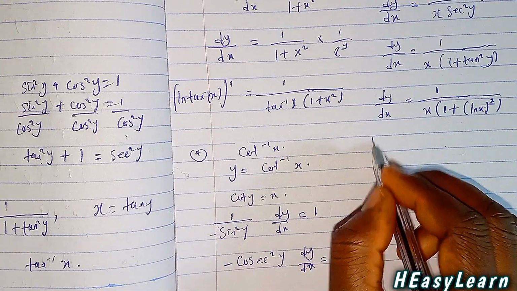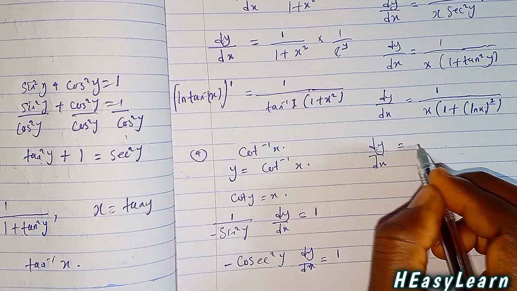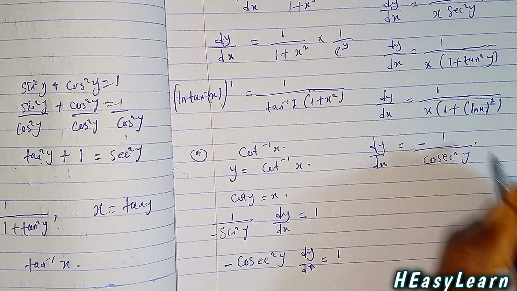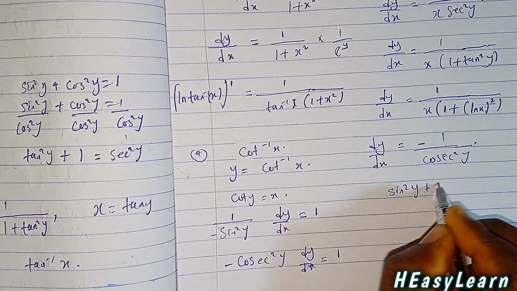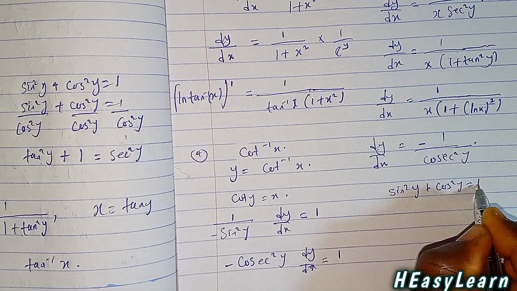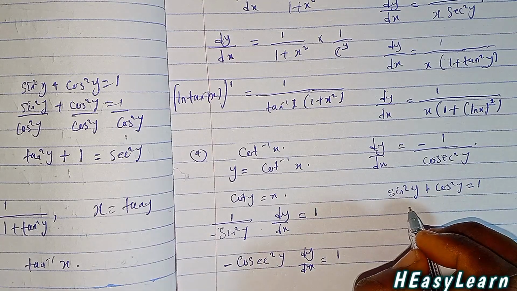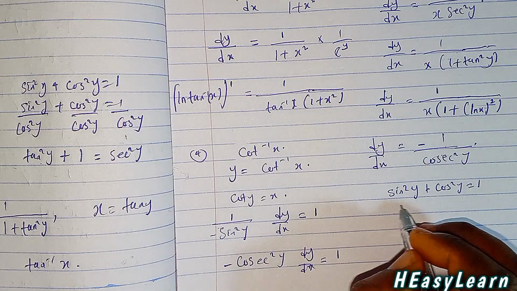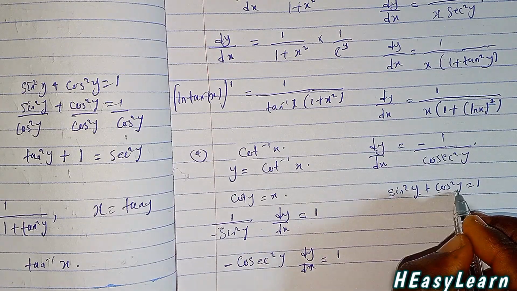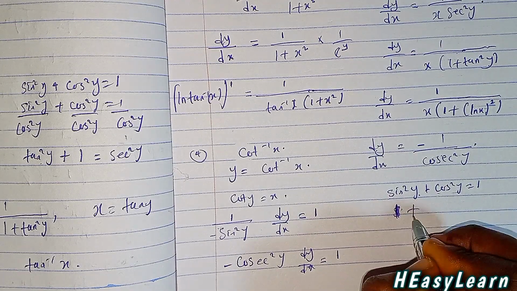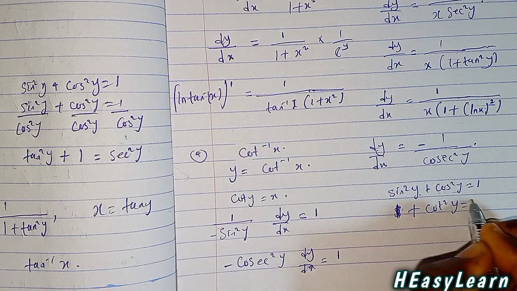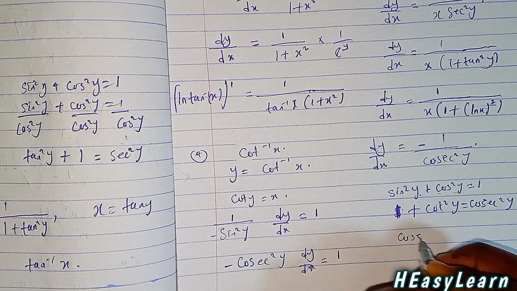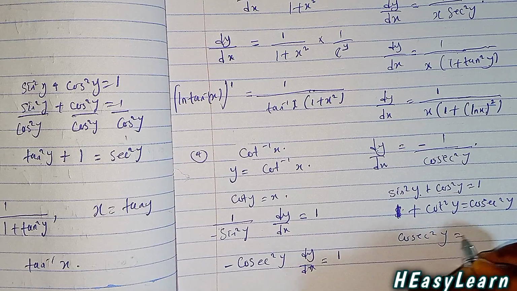So make dy/dx equal to minus 1 over cosec squared y. From the trig identity, sin squared y plus cos squared y equals 1. Divide through by sin squared y, because our aim is to have cosec squared y. Here, dividing by sine squared, this is going to be 1 plus cot squared y equals cosec squared y. So cosec squared y is equal to 1 plus cot squared y.